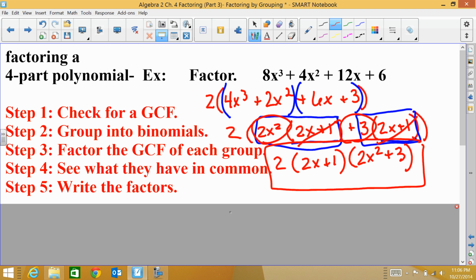So if I multiply 2x plus 1 times 2x squared plus 3, and I double distribute that, and then I multiply that by 2, I will end up with what I started with. So this is kind of a trickier example. This is one of the harder examples that we'll do. So let's try some other examples.